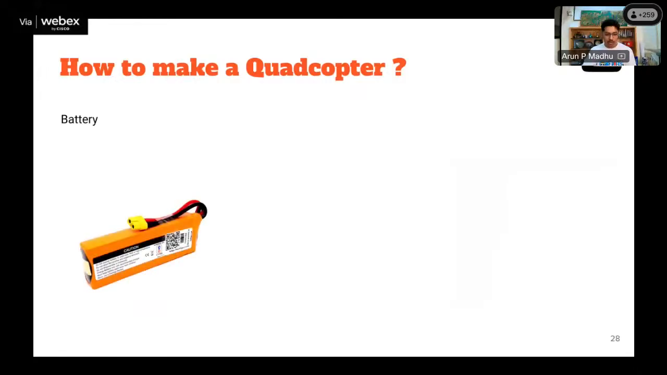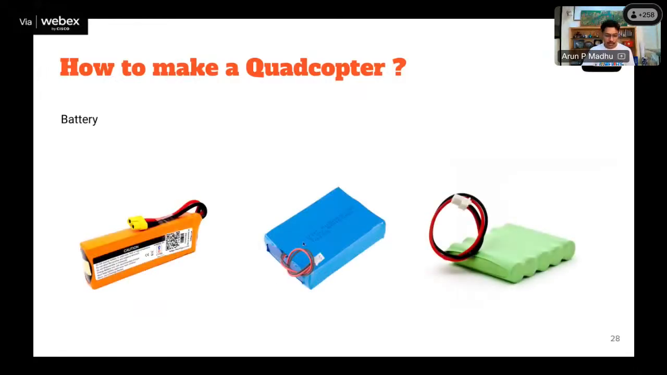Again, we come to the battery. We have three types of batteries. One is the lithium polymer battery, then lithium ion and lithium hydrate batteries.